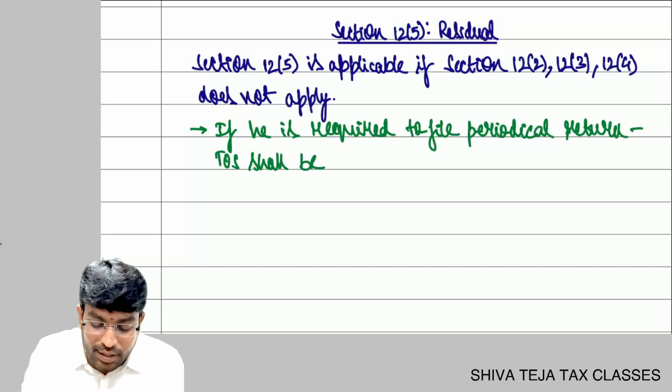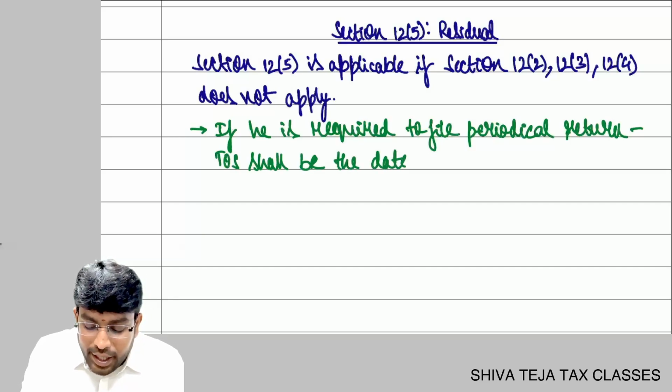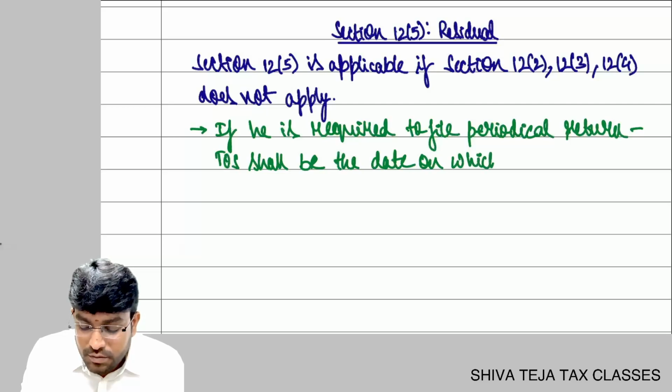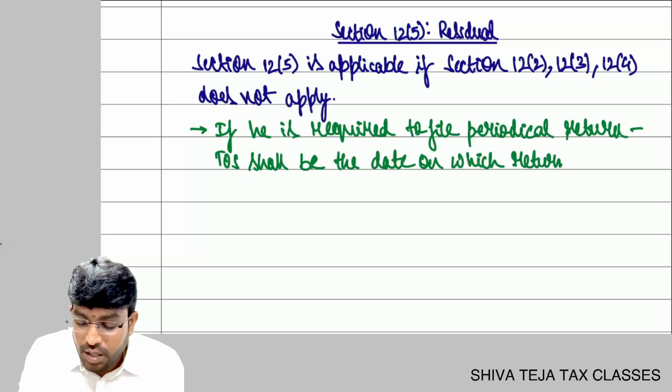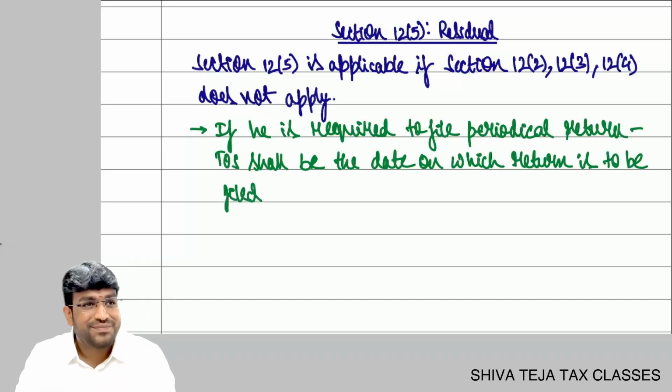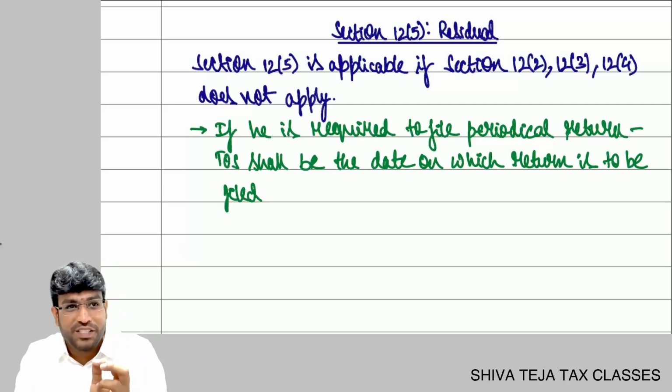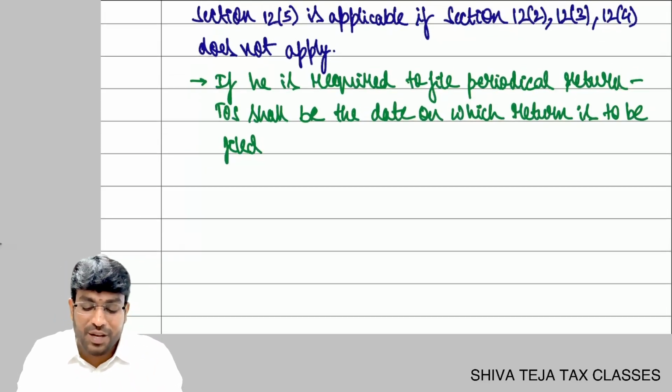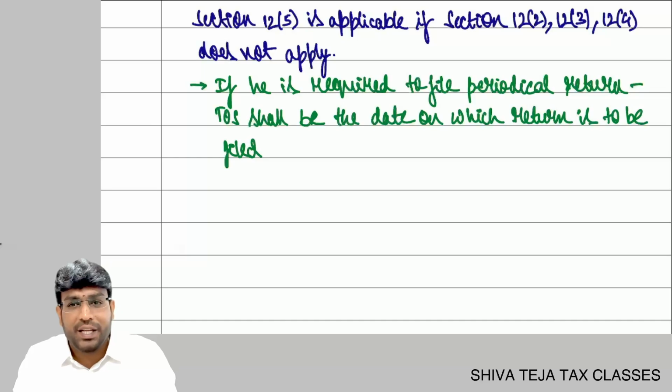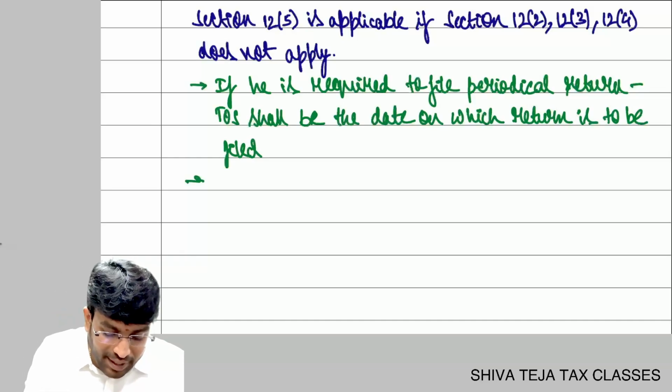TOS shall be the date on which return is to be filed. Return is filed is different. Return is to be filed is different. When I say return is to be filed, it means what? Due date. Correct, no friends? So, if it is required a periodic return, what is the answer, my dear friends? Time of supply shall be date on which return is to be filed. Next situation.